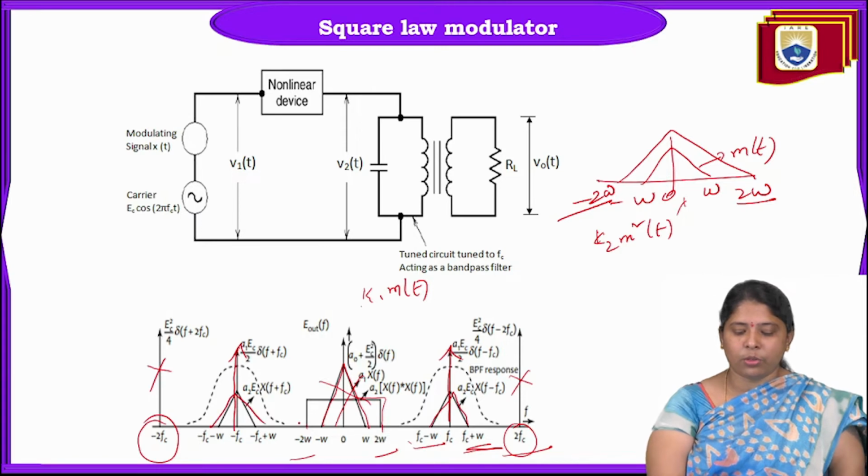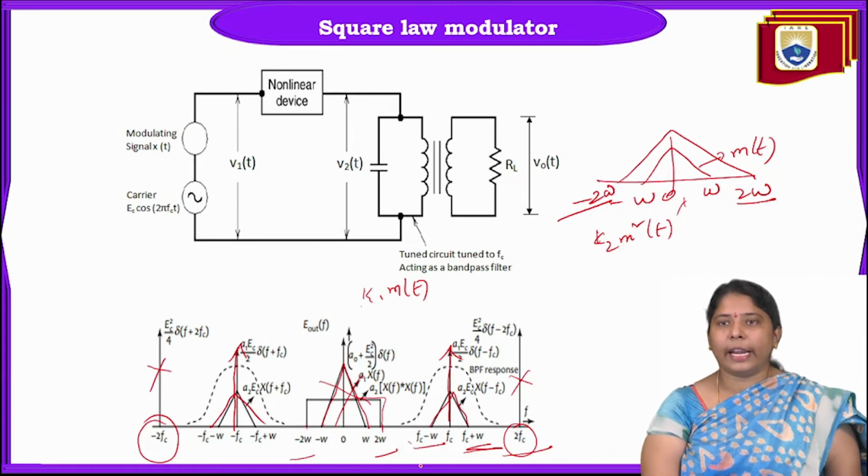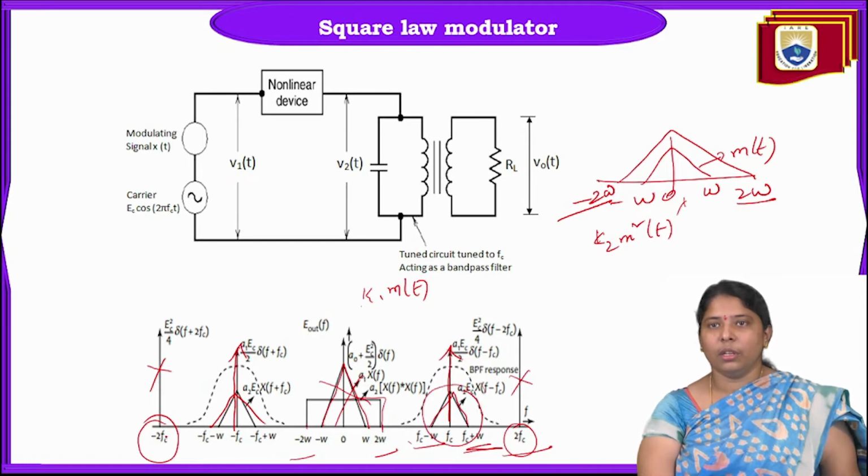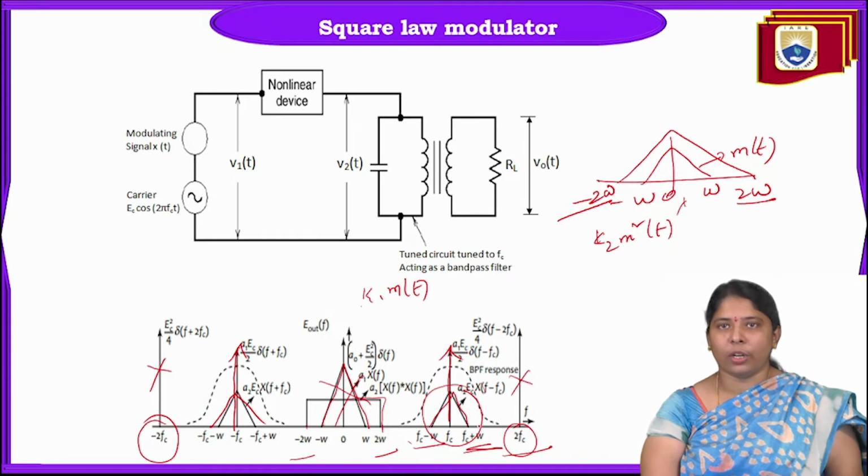This is the positive side and this is the negative side. This is the band pass filter. The dotted line shows the band pass filter response. So this response only allows this term and rejects all other terms. This is about the square law modulator.